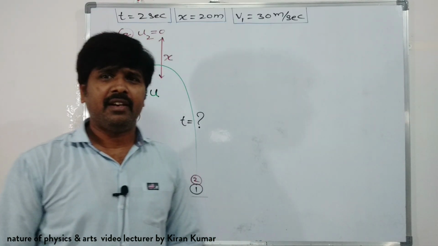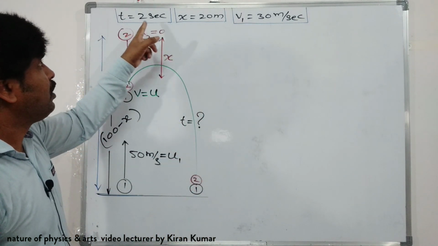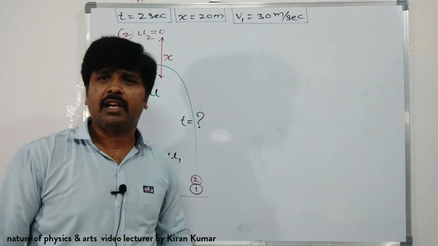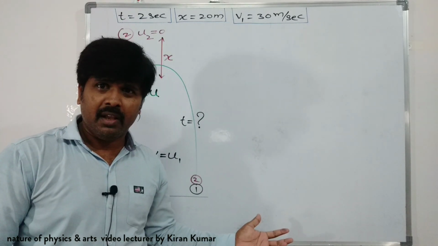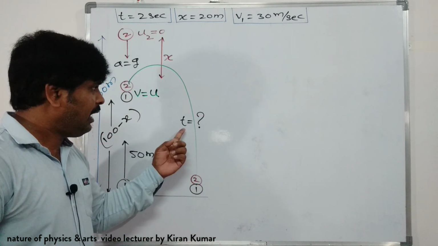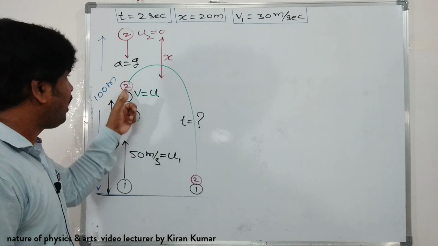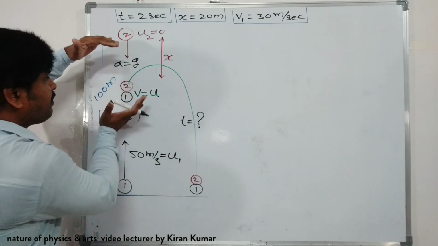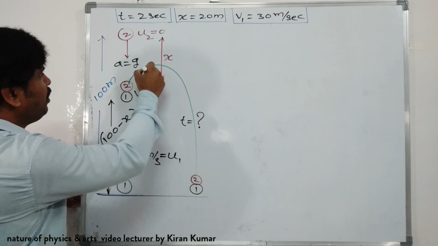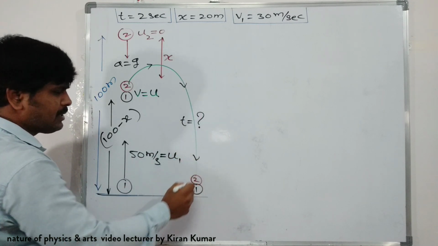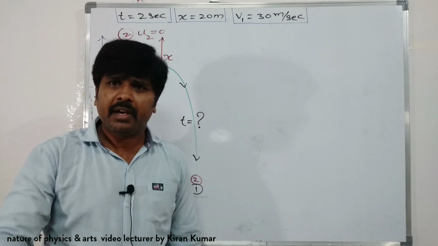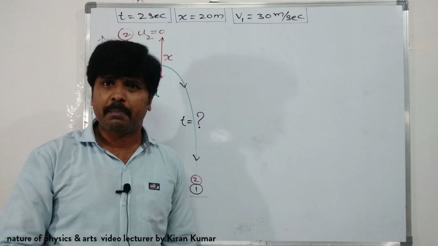Now continuation, we got t is equal to 2 seconds, x is equal to 20 meters, v1 is 30 meters per second from the continuation problem. So this is the final time taken by the combination of two bodies. The first body moves up, and both combined move like this, like a vertically upward projected body from the top of the tower. That concept was completed in the previous video.